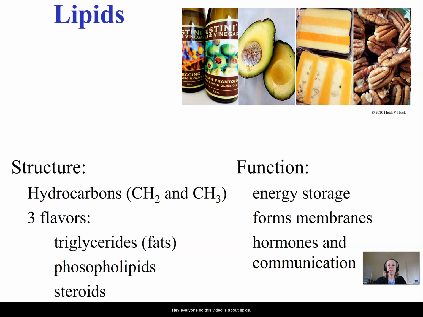Everyone, this video is about lipids. We're going to talk about lipid structure, what the different types of lipids are, and then how those lipids come together to function inside the cell, and most importantly, how they work to form membranes.